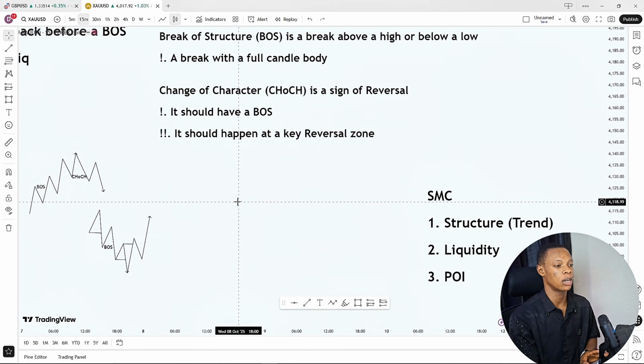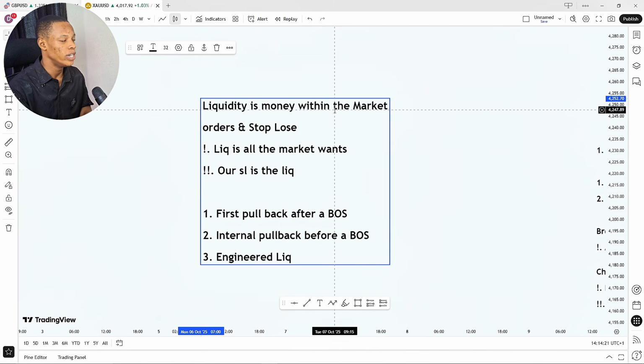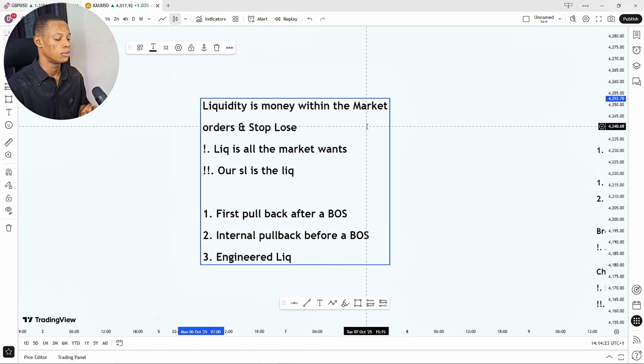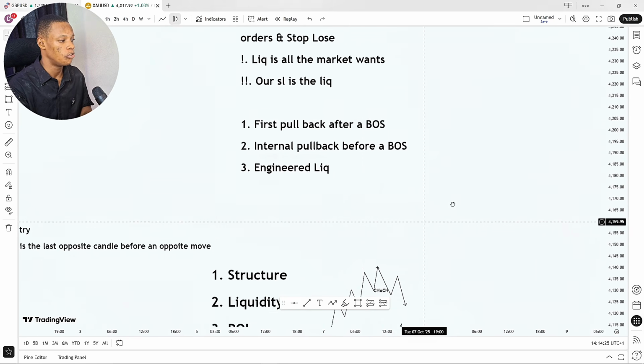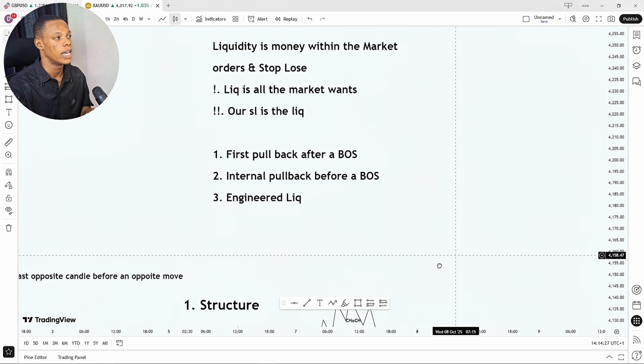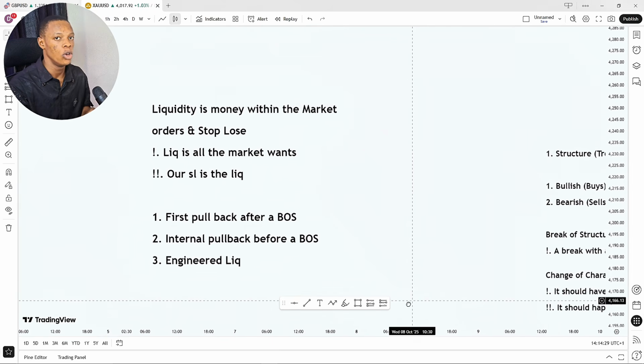Now let's move on to the second thing, which is liquidity. Liquidity is money within the market. Now, if you are in a trade, right, you take a trade and that trade goes in your favor, you make money.